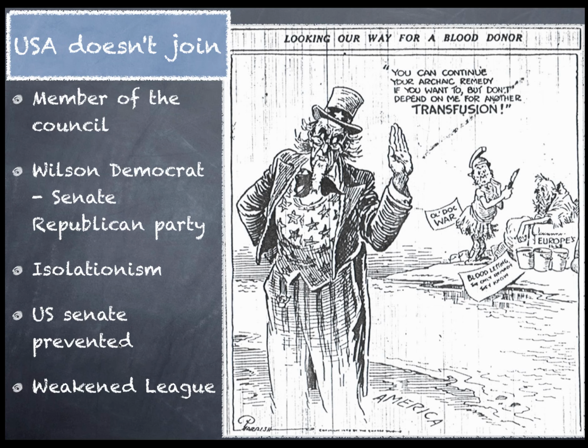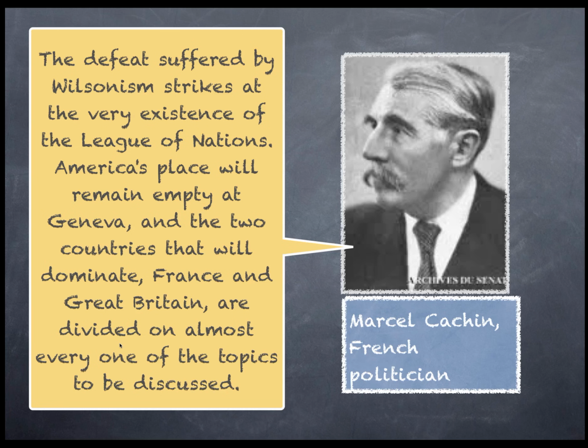The absence of the United States greatly weakened the League of Nations. This is a point made by Marcel Cachin, a French politician. The defeat suffered by Wilsonism, that's the absence of the League of Nations, strikes at the very existence of the League of Nations. America's place will remain empty at Geneva, and the two countries that will dominate, France and Britain, are divided on almost every one of the topics to be discussed.